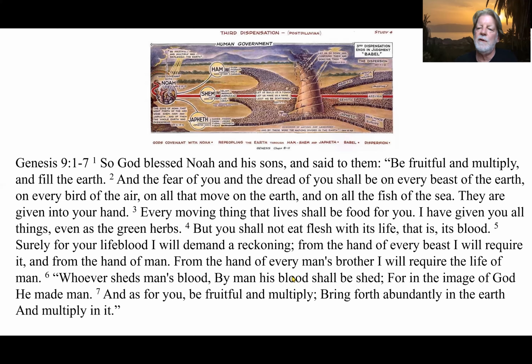So just kind of a reinforcement of the admonition in verse 1 to be fruitful and multiply. So it's the beginning of human government. I've already mentioned that the biblical model for government is smaller government, more local, is better than larger centralized government. We're going to see that here in the Genesis 9 through 11 story.